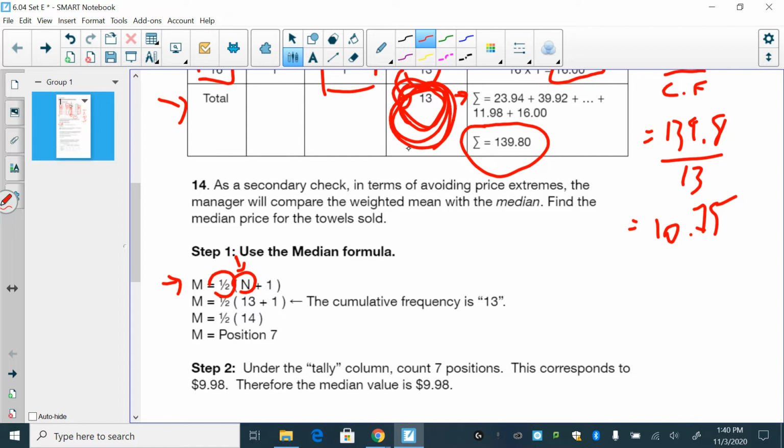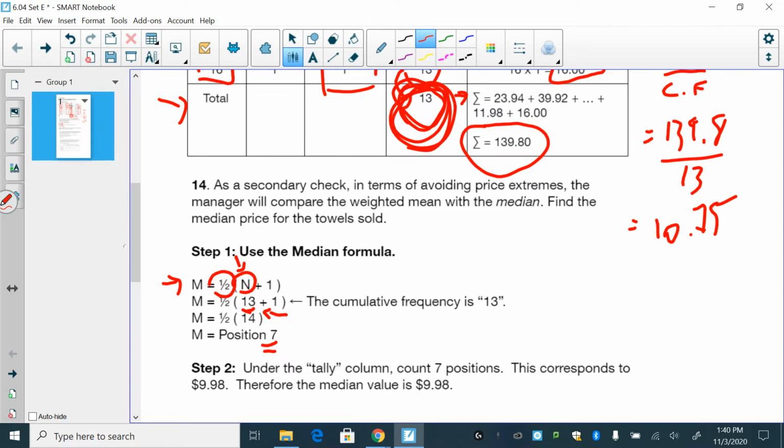So we already found that out: 13. So that's why I've put 13 here. So 13 plus 1. That's my total number of items plus 1. That's just always in the formula. So that's 14. And then half of 14 is 7. Now, 7 isn't the median value, it's the position.